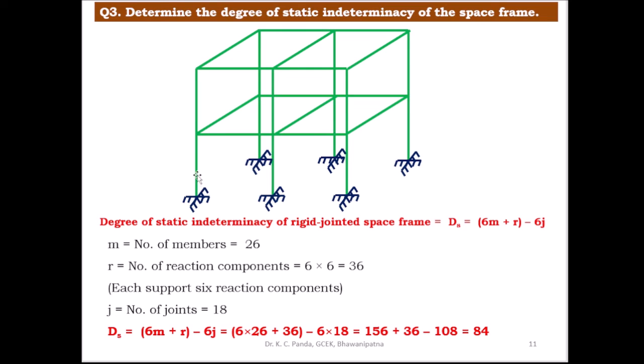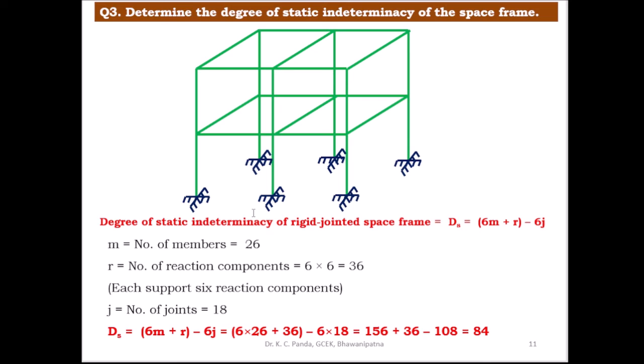Then count the number of members. So here the number of members is equal to 1, 2, 3, 4, 5, 6, then 7, 8, 9, 10, 11, 12, 13, 14, 15, 16, 17, 18, 19, 20, 21, 22, 23, 24, 25, 26. The number of members is equal to 26.